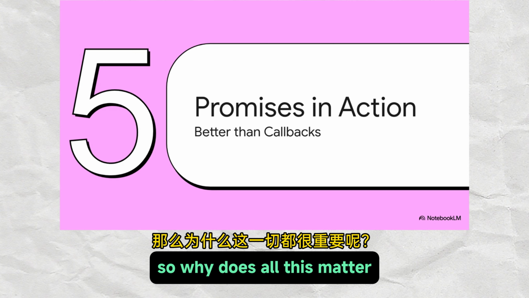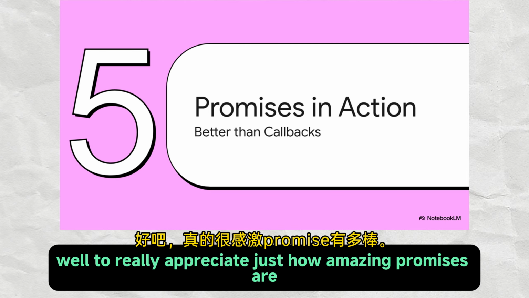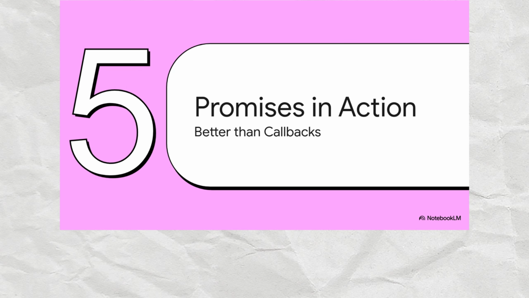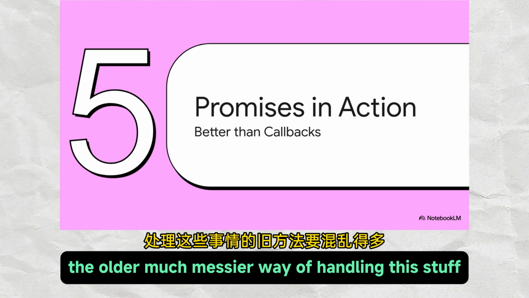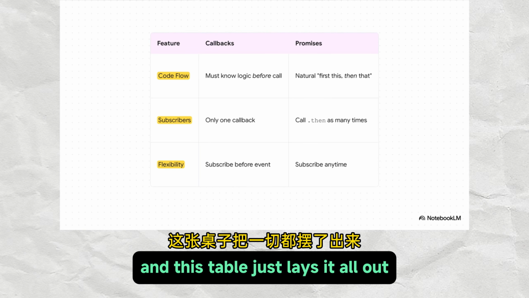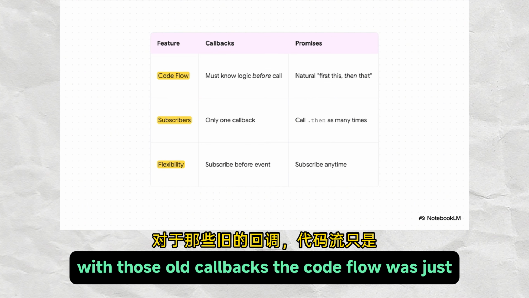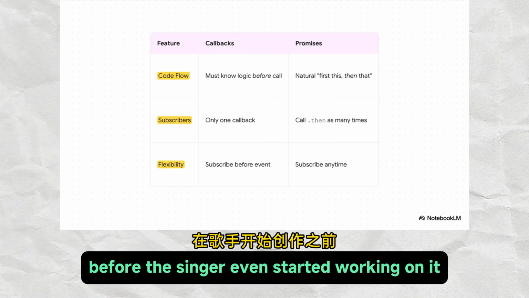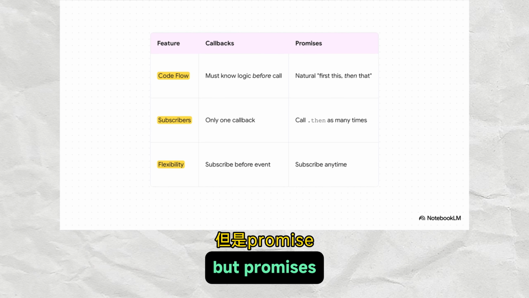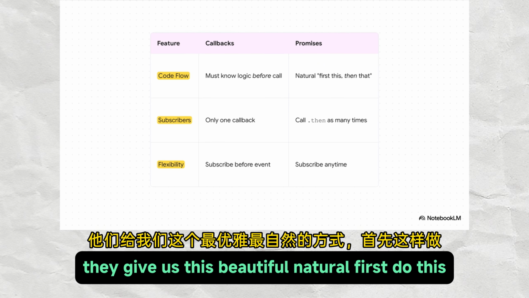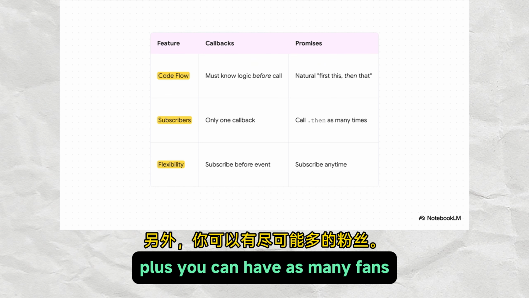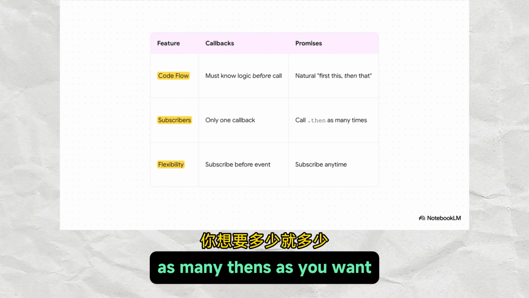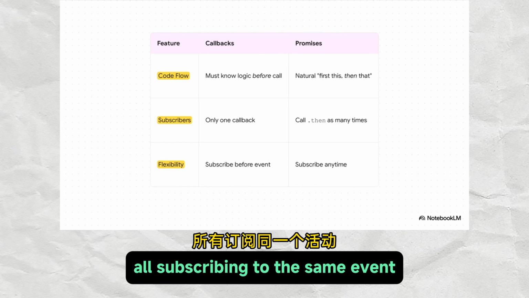So why does all this matter? I mean, why go through all this trouble? Well, to really appreciate just how amazing promises are, we have to look at what came before. The older, much messier way of handling this stuff, which was called callbacks. And this table just lays it all out. With those old callbacks, the code flow was just backwards. It felt like you had to decide what to do with the song before the singer even started working on it. But promises give us this beautiful, natural, first do this, then do that flow. Plus, you can have as many fans, as many .thens as you want, all subscribing to the same event.